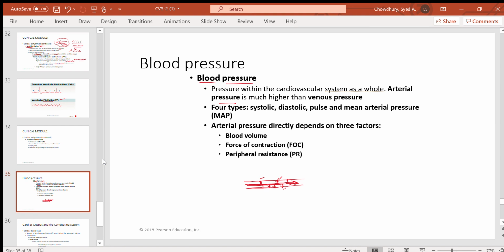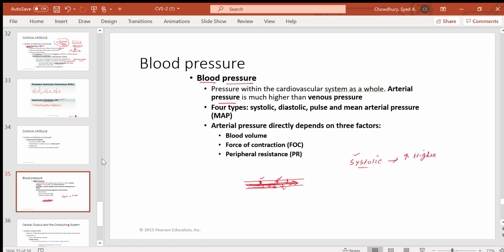Now, blood pressure could be 4 different types. 2 are direct measurements. One is called the systolic. Systolic means contraction. So during ventricular contraction, the pressure is called systolic pressure. During ventricular contraction, blood goes to the arteries and pressure goes up. So systolic pressure is high, the higher pressure we measure.